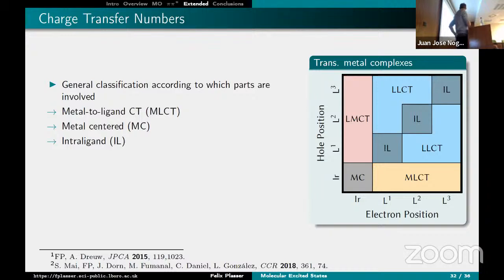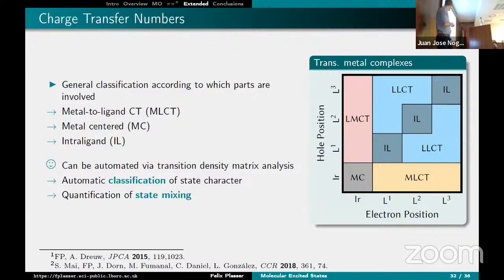Now if we have this picture in mind, then we can devise an analysis. The way to do this analysis is part of the second talk. We do it with the transition density matrix, and I'll show you the equations later. But the point is that once we realize this, then we have an automatic classification of state character in this system. We'll just press a button and we'll see, okay, it's a metal to ligand charge transfer state. And you can even get some mixing. So for example, you press a button and say, okay, this is 25% ligand centered, 75% MLCT. So there are some references here.